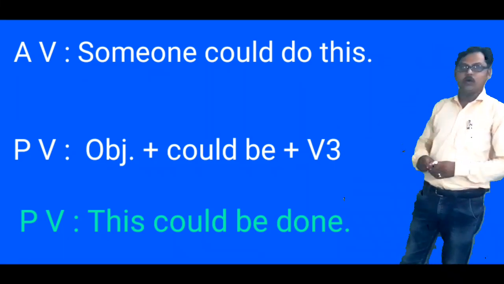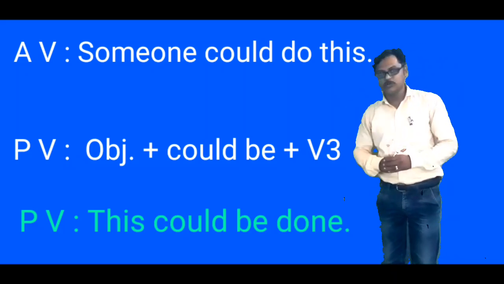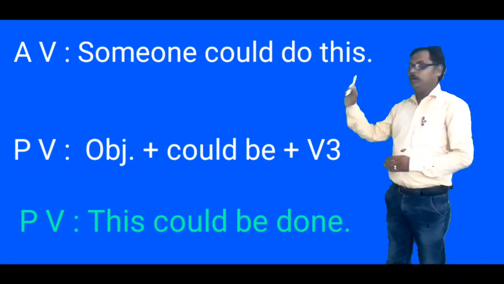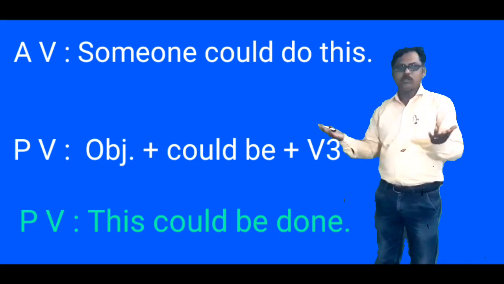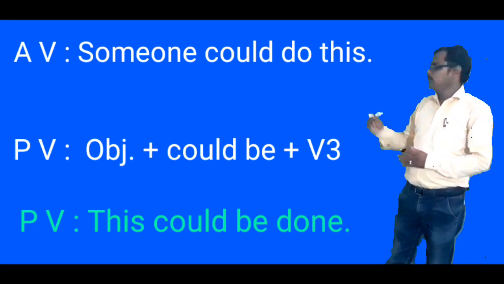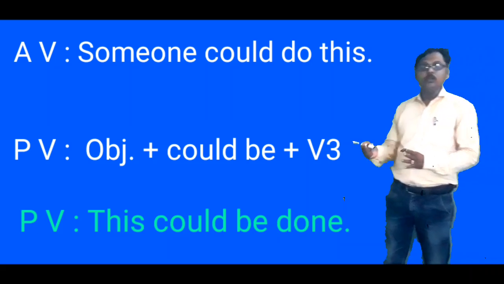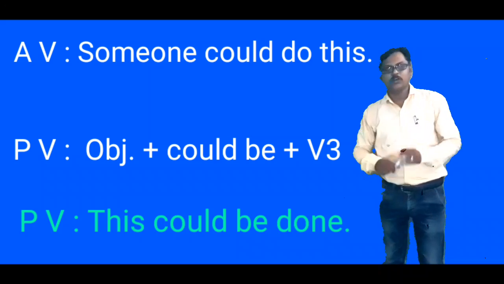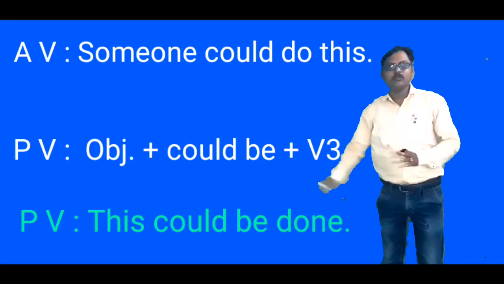Now do is the verb, and we have to use the third form, the past participle of do, that is done. So the sentence becomes: this could be done. Here someone means there is no specific reference, so there is no need to use by someone. We can just write: this could be done. This is the passive construction of someone could do this.